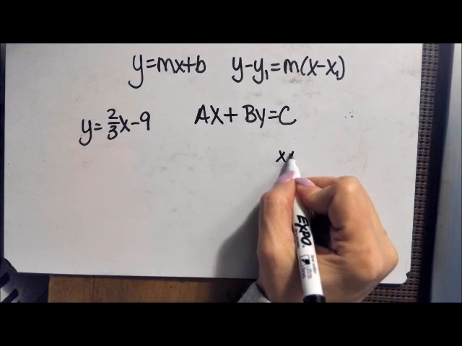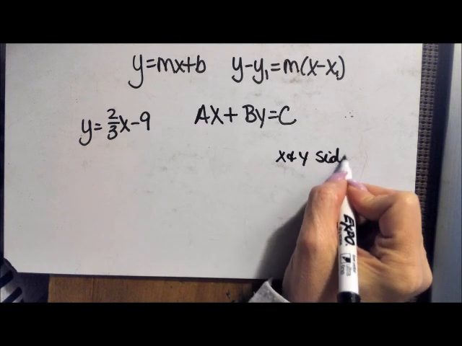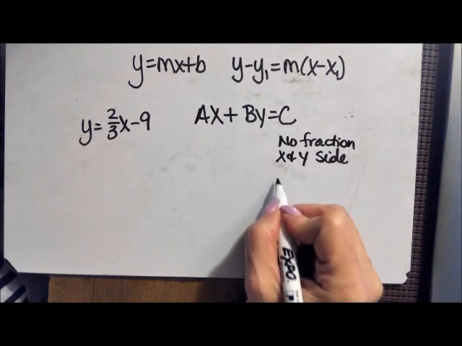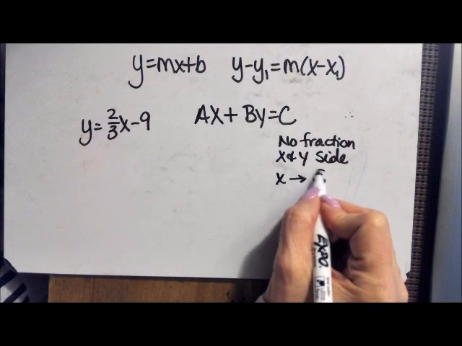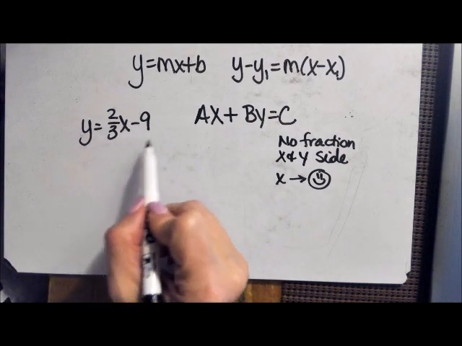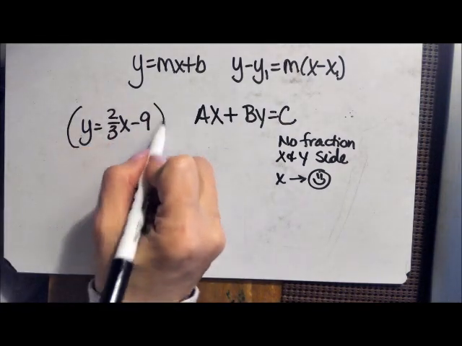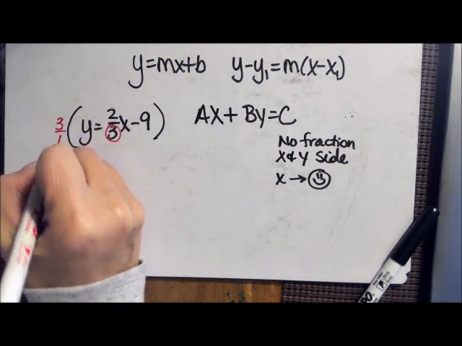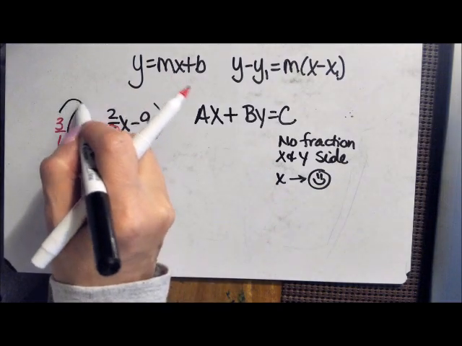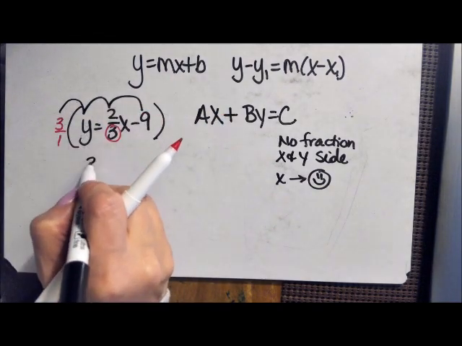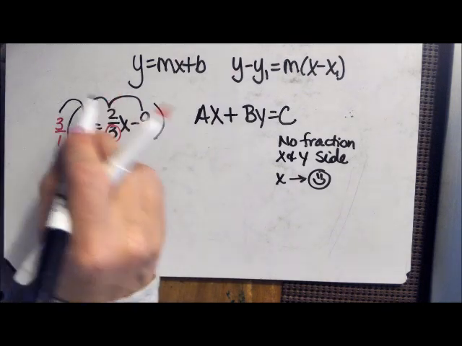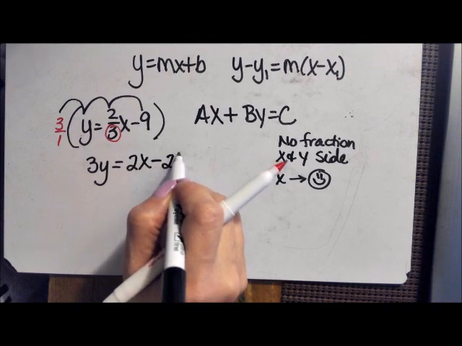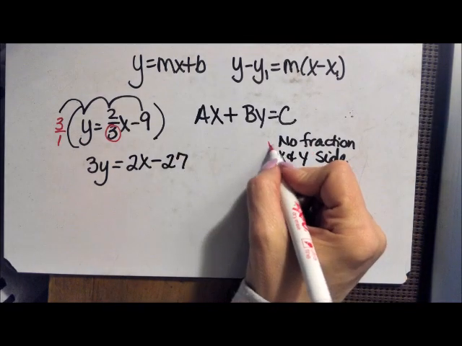Standard form is x and y on the same side, no fractions, and remember that x has to be happy. So, does this have fractions? Yes, it does. To get rid of the fractions, and you may or may not remember this, most of you I think do, you multiply by whatever's on the bottom. Every single thing. So, hippity hop across the top. 3 times y would give me 3y equals 3 times 2/3 would be 2x, and 3 times negative 9 would be negative 27. Okay, no fractions, we've done.